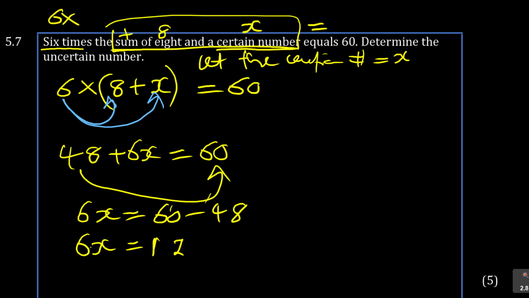Then after that, I've got 6 there. I must divide on both sides. So you've got x here is equal to 2.